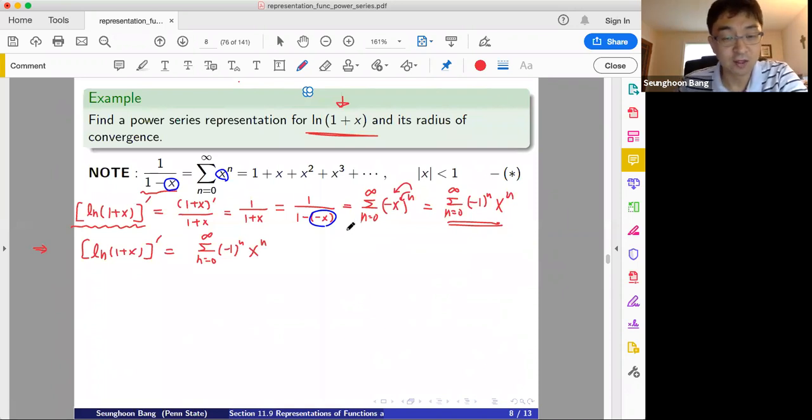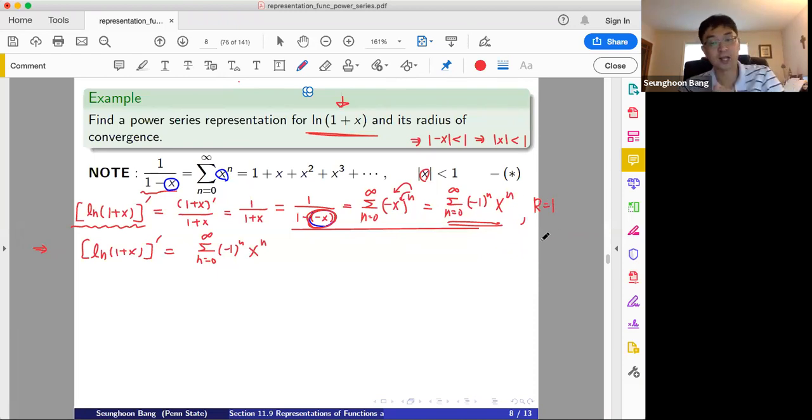So one more. How can you find the radius of convergence of this one? Only plug the common ratio negative x into here. So plug into here. Exactly. Absolute value of negative x is less than 1. So minus 1 is gone. Absolute value of x is less than 1. So the radius of convergence is 1. So like this.